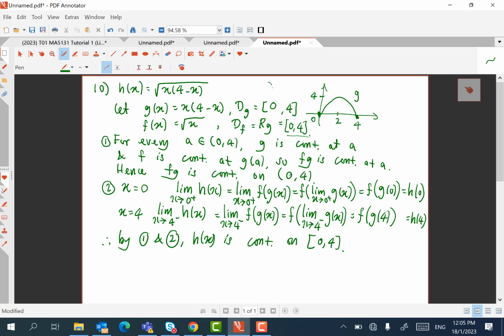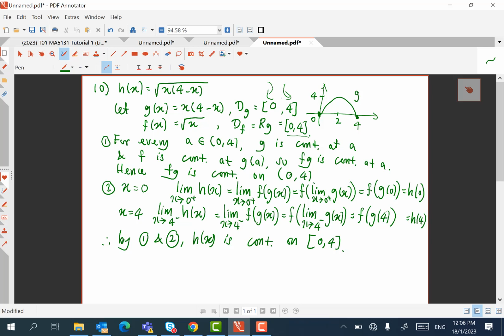that you've got to check the endpoints, with limits from the right and then from the left at the endpoints. I have never seen an AP question that asks that kind of question, but this is just for practice. Okay.